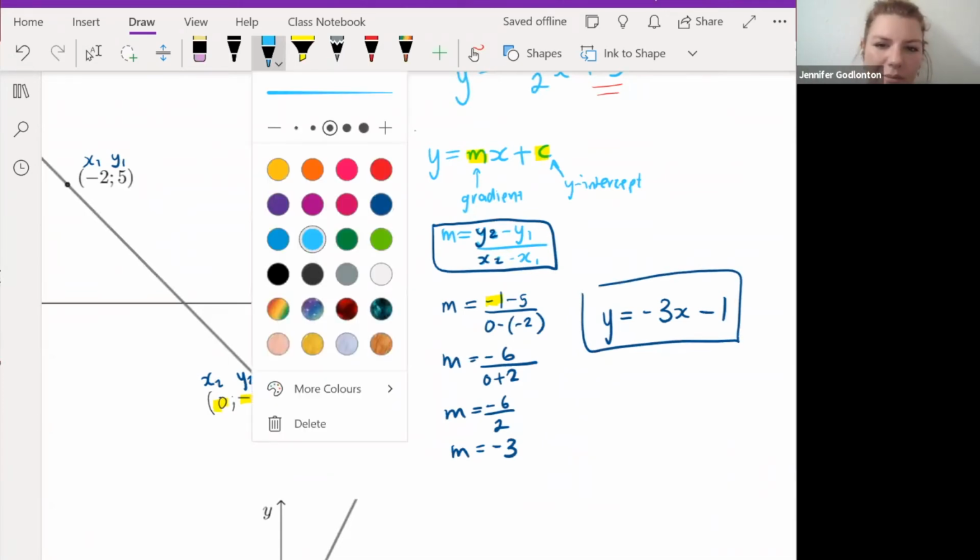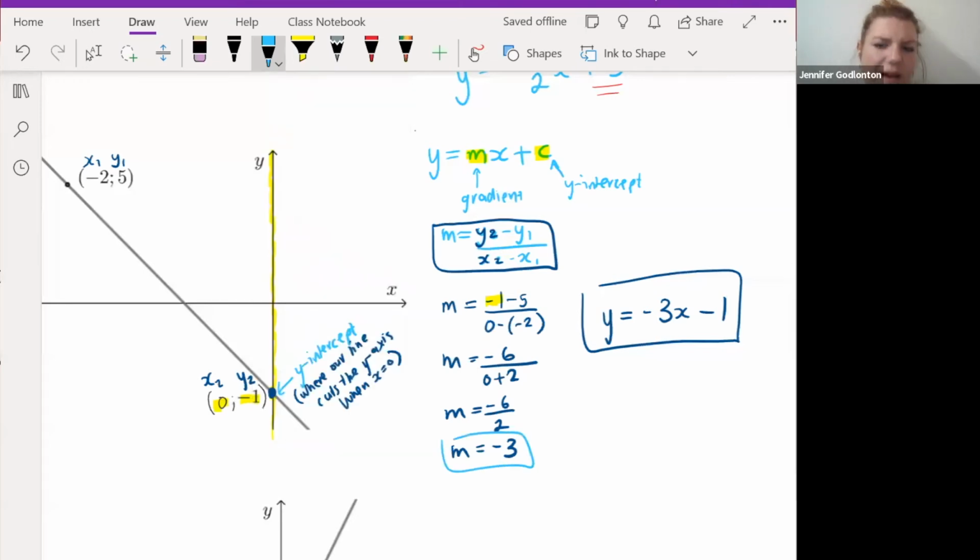Okay, I see a couple of people in the chat. Ma'am, I wanted to ask, do you have to write the step of -6 divided by 0 plus 2? No, no, no, no. You can jump straight to the answer here. I'm just showing every step so people know where it's coming from. Okay, ma'am, thank you. Sure. Well done, people.